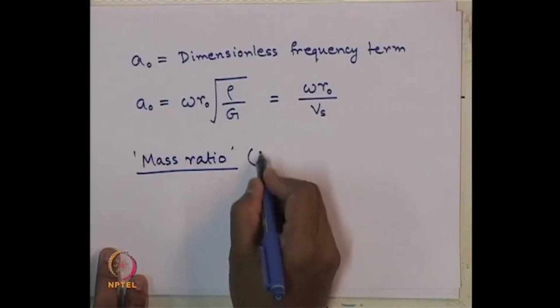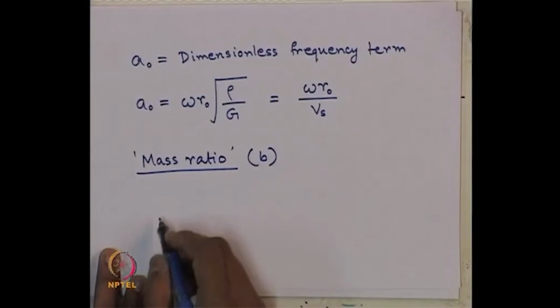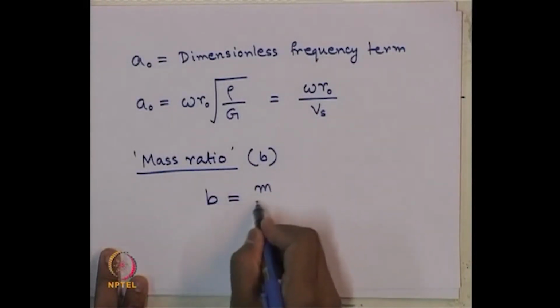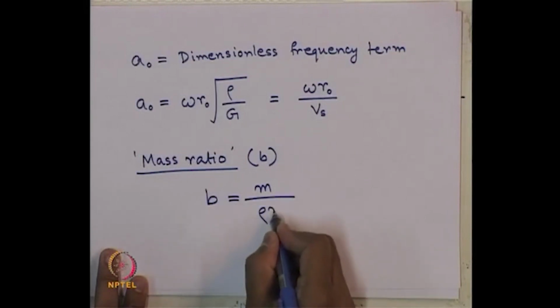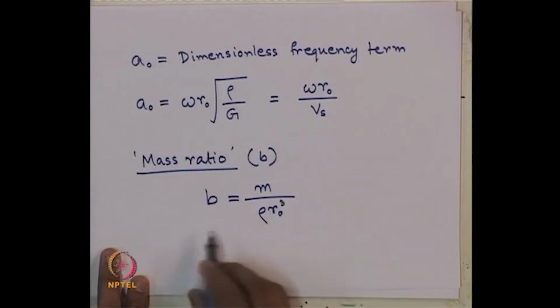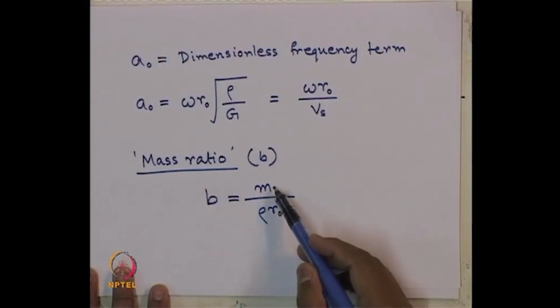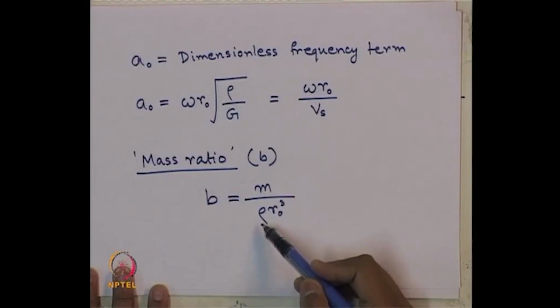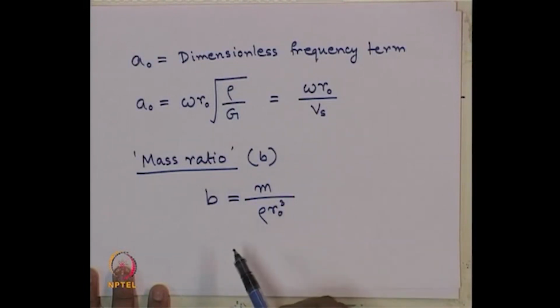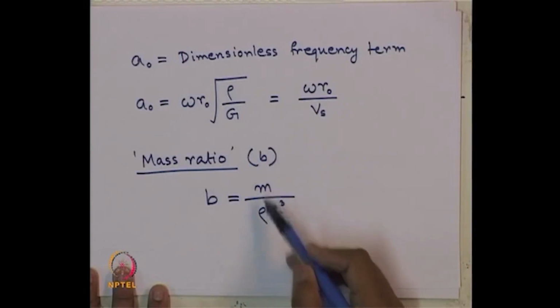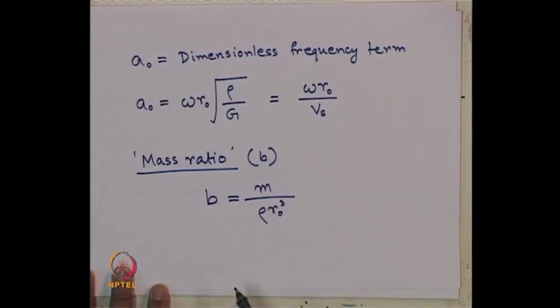Mass ratio is denoted by small b. It is given by the expression m by rho r naught cube. This is the expression for mass ratio. Again, this is a non-dimensional parameter, as this is a ratio. Mass is in kg, suppose rho density is in kg per centimeter cube and r naught in centimeter, so the denominator will also be in kg. So, that is why it is a non-dimensional term.